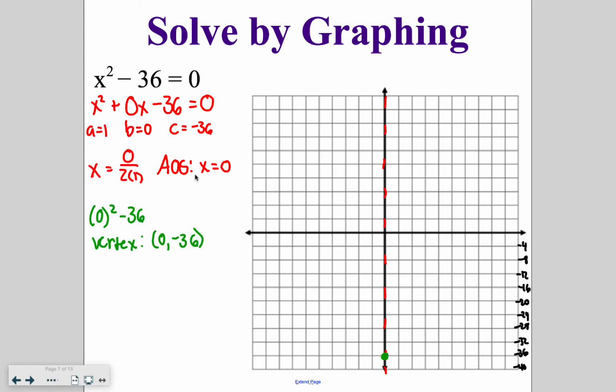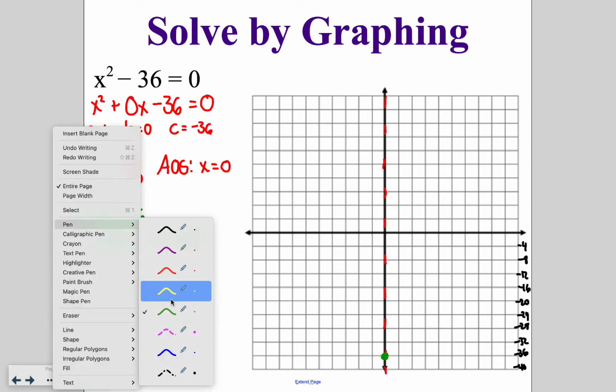So down here at the bottom, I've got a positive x squared, so all of my points should be coming up from there.